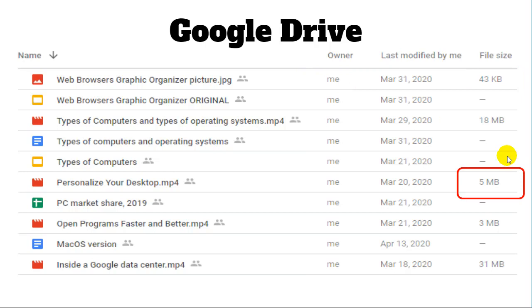What about this one? 5 MB. What's an MB? An MB is a megabyte. How many bytes is a megabyte? Mega starts with an M. Megabyte, million bytes. Which one's bigger? 43 KB or 5 MB? 5 MB is 5,000 kilobytes. This is only 43. Didn't even make it up to 100. This is 5,000. This file, this MP4 file, is a movie file. It's a lot bigger than this little picture file.